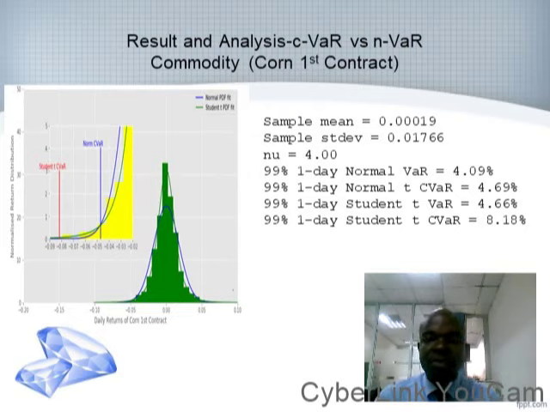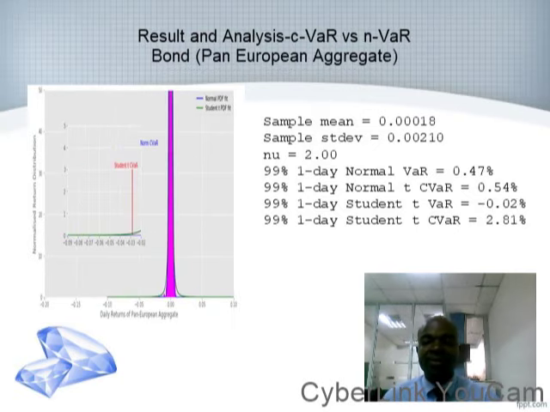We did for commodity, corn, first contract. It has a sample mean of 0.00019. Standard deviation of 0.01766. Normal VaR is 4.09. Normal CVaR is 4.69. Student TVaR is 4.66. Student TCVaR is 8.18.